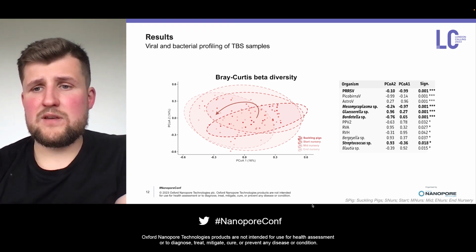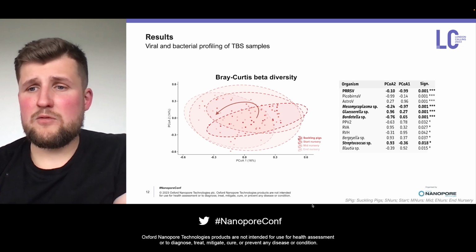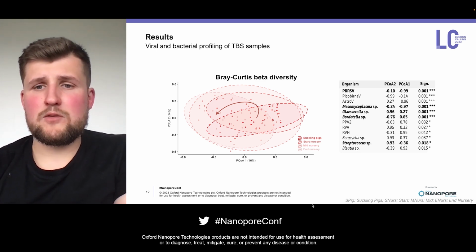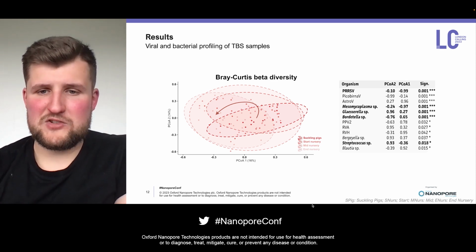As you can see here, indeed, for the age, we had PRRS, Mycoplasma, Glaesserella, Bordetella, and Streptococcus being the respiratory-related bacteria and viruses that were significant contributors over time. That was also what we saw in the graphs I showed before.